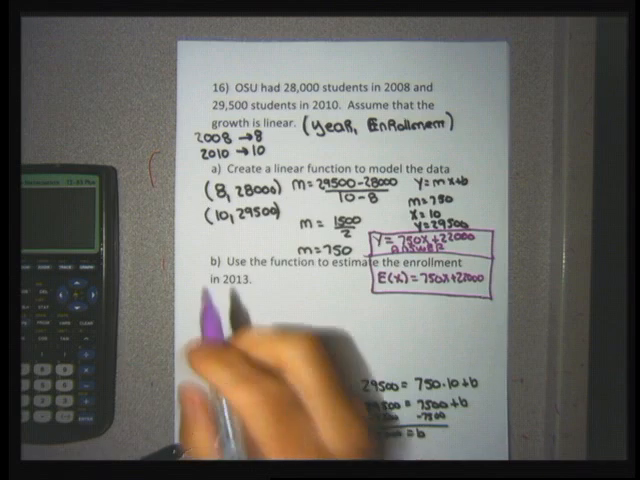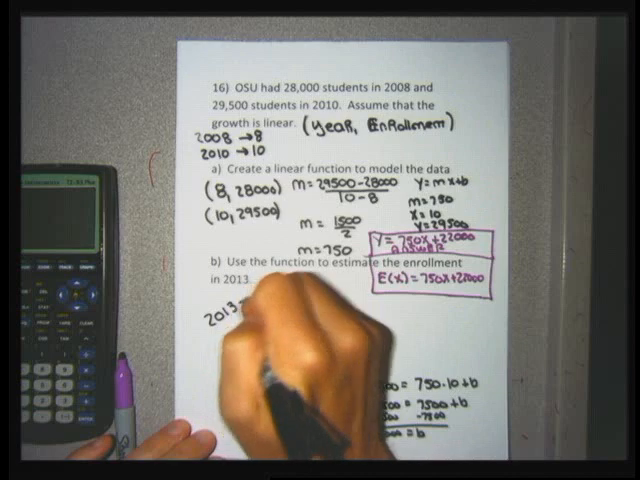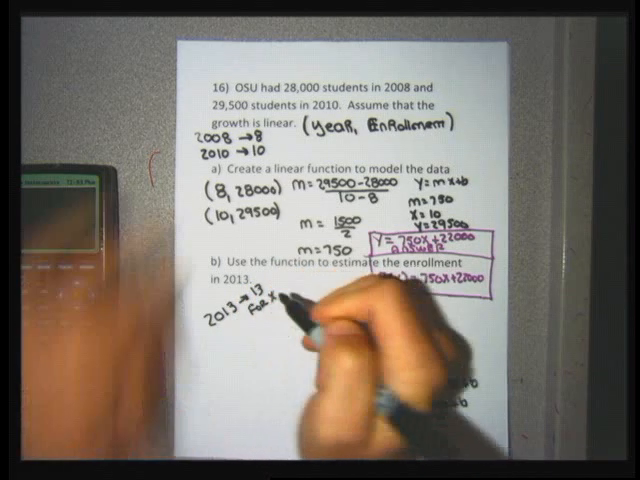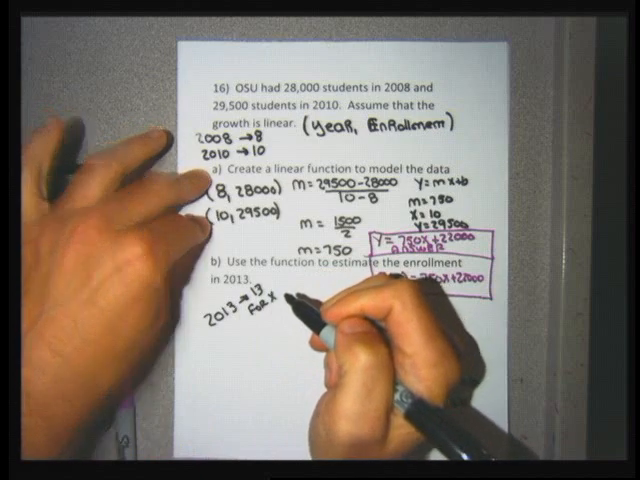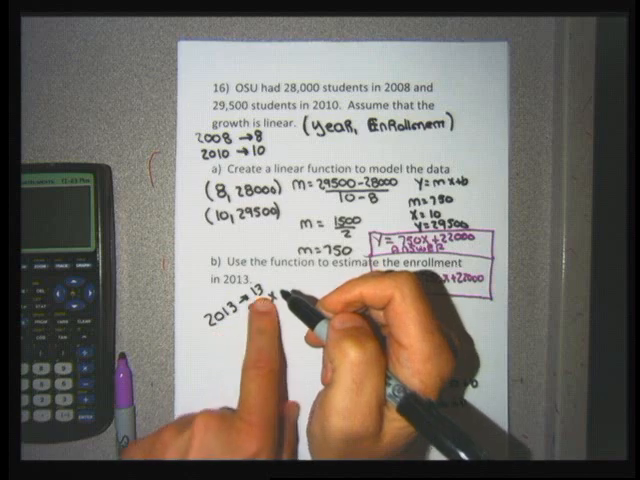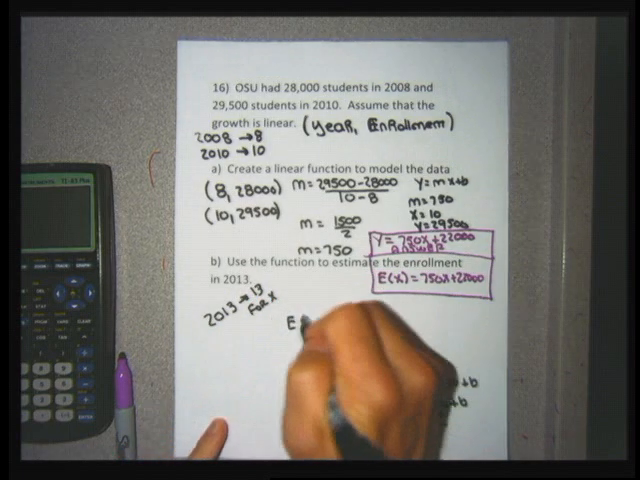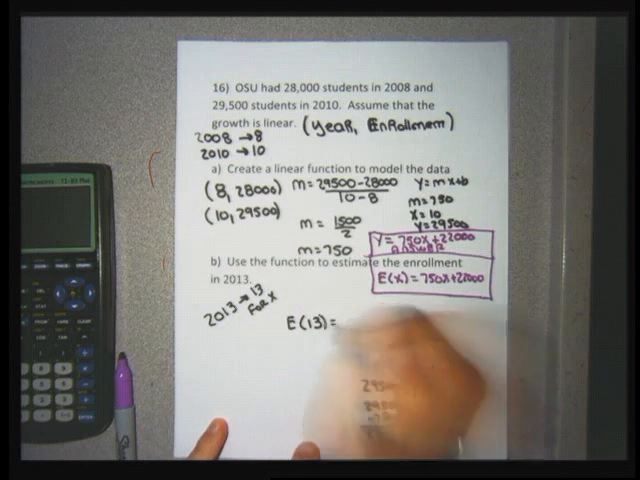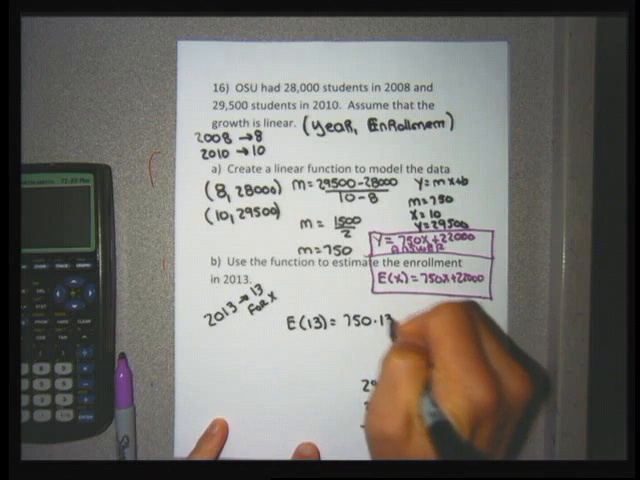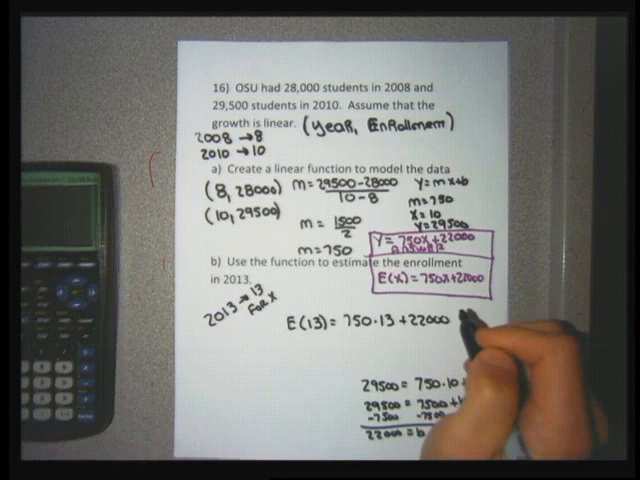For the year 2013, I'm going to use 13 for x because my years are going in the x coordinate and I'm not using 2008, 2010, and 2013. I'm truncating. And so to find the enrollment in 2013, I'm going to plug 13 in for x into the equation that I created. I'm going to go 750 times 13 plus 22,000. And whatever that comes out to be will be my enrollment.